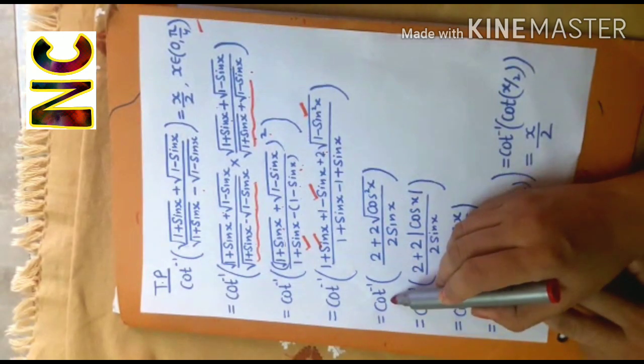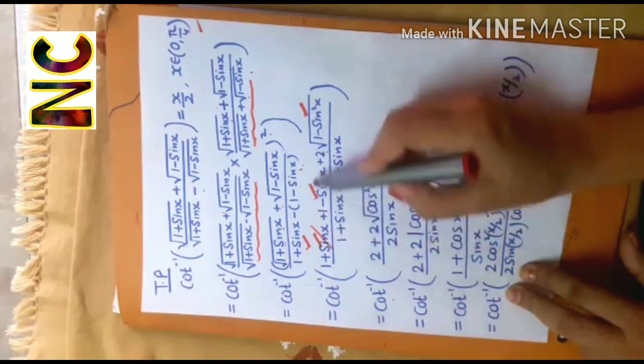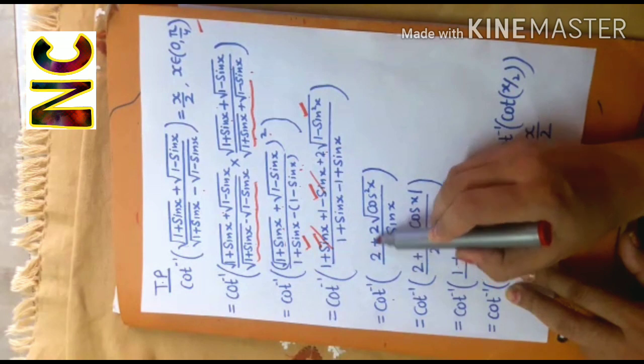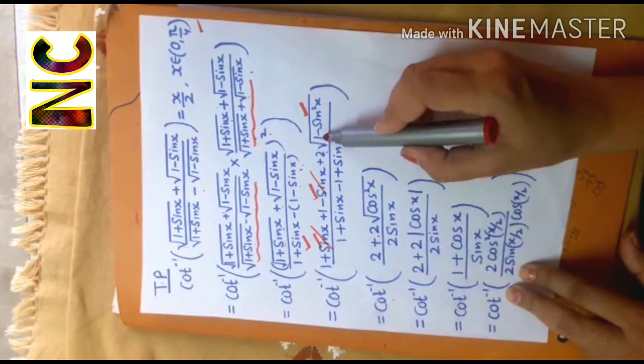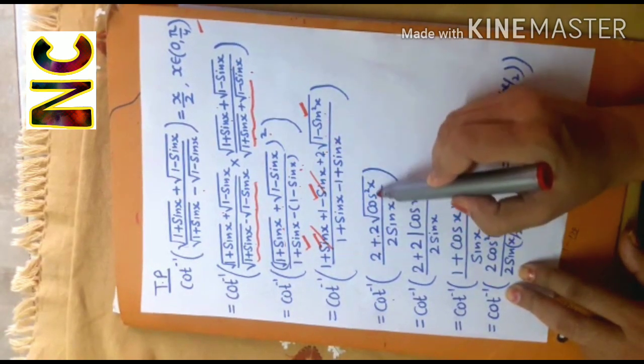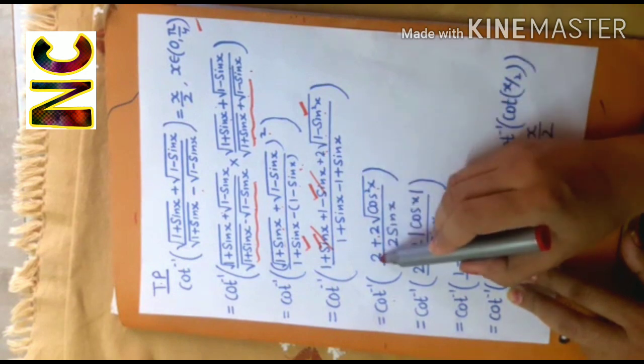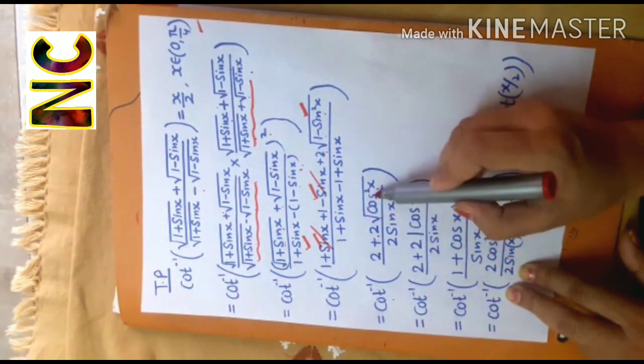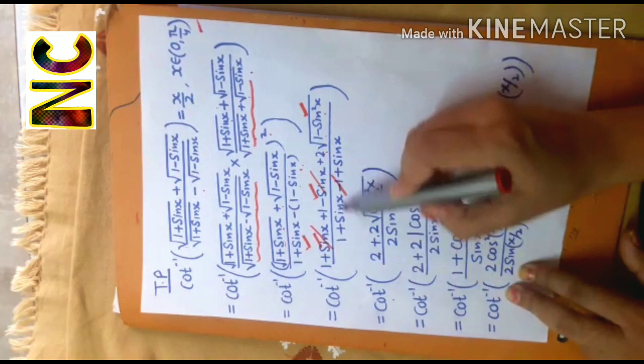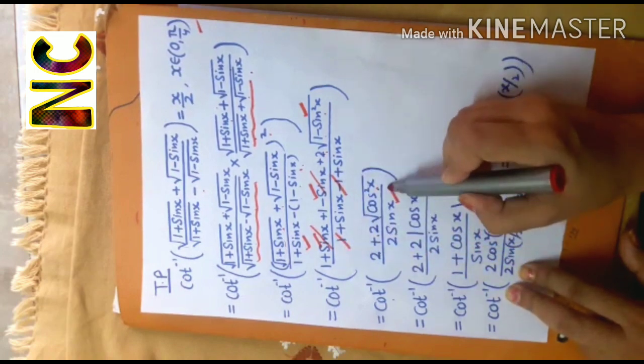So I'll get cot⁻¹, this will get cancelled out. So 2 plus 2, and 1 − sin²x is cos²x. So I'll get here 2 plus 2√(cos²x). And in the denominator I'll get 2 sin x.